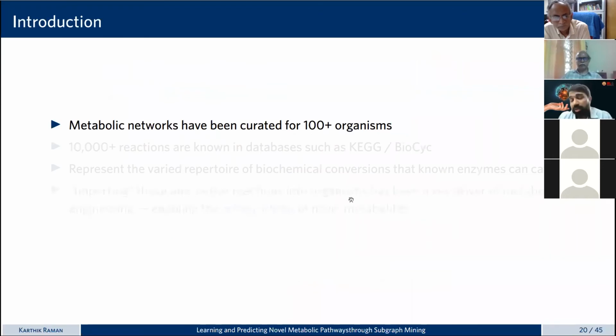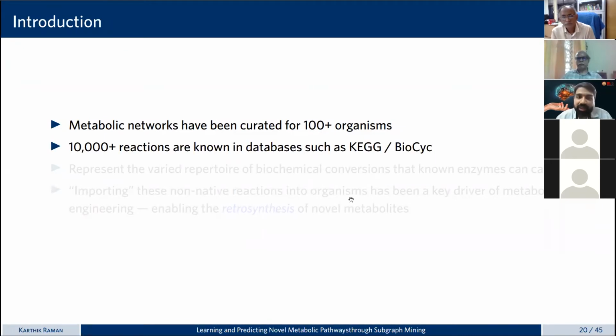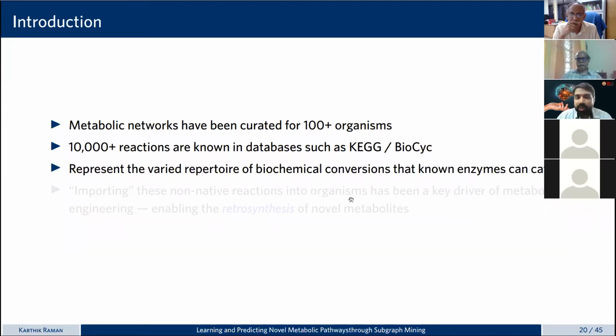So how do we go about it? Today we have metabolic networks for 100 plus organisms. I'm talking about bacterial or even human and other mammals and so on. There are people who've done lots of difficult biochemistry studies over the last several decades, and we now have a big knowledge base of several thousand reactions. In fact, there are tens of thousands of chemical reactions known to occur in different living cells. This could be as simple as glucose becoming glucose 6-phosphate, the first step of glycolysis in every living cell, or even much more complex and very exotic reactions catalyzed by very talented enzymes, if you will. And these represent the varied repertoire of the biochemical conversions that the known enzymes can catalyze.